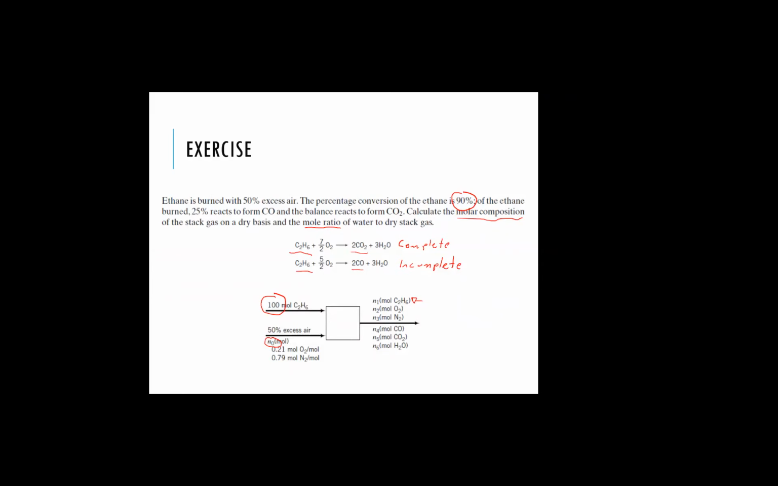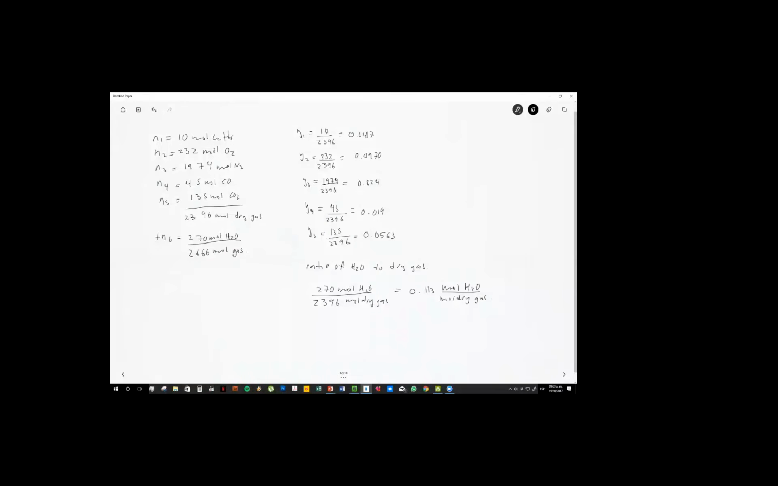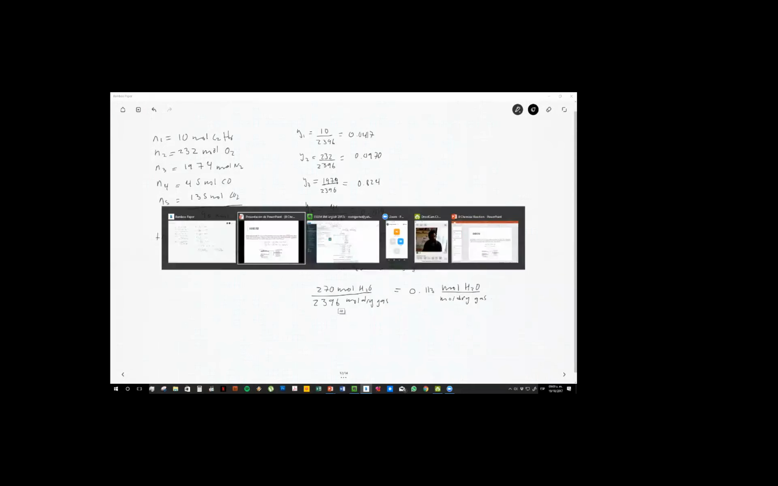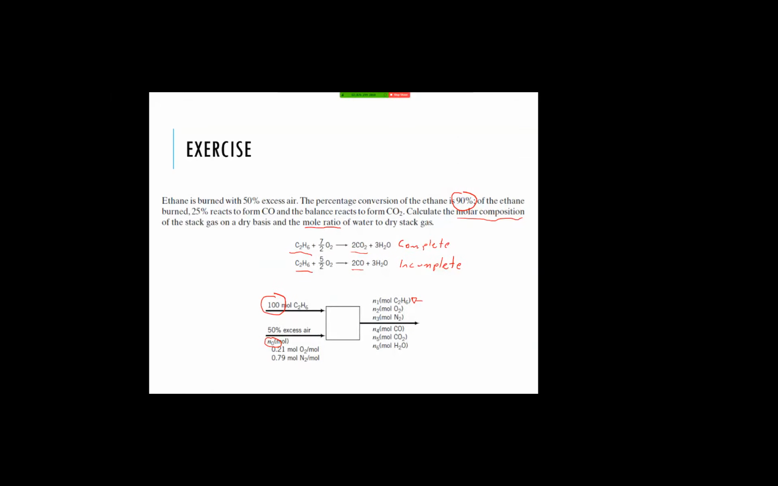Okay. Teacher, I have a doubt. Yeah, of course. Why did you divide 270 moles of water over 2,396 instead of 2,666? Okay, because the problem says that we need the mole ratio of water to dry gases, dry stack gas, okay?